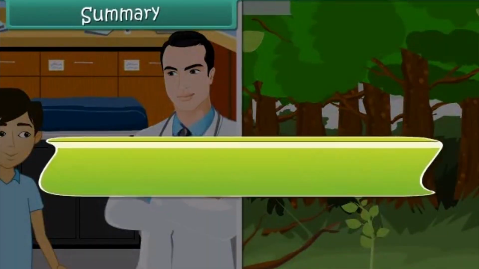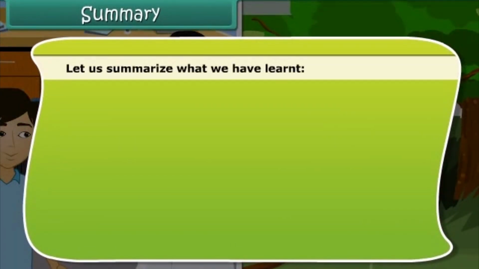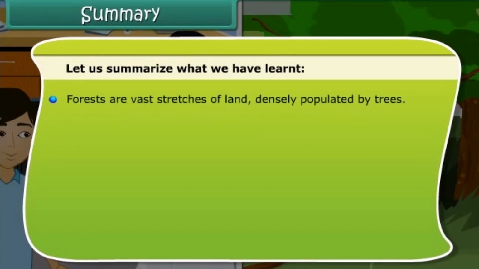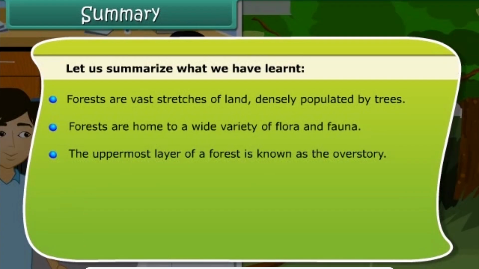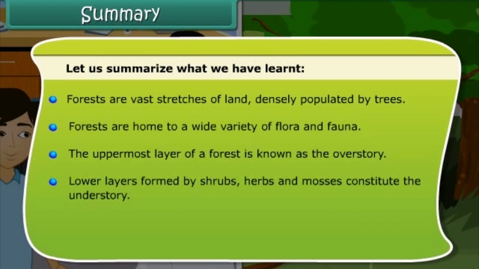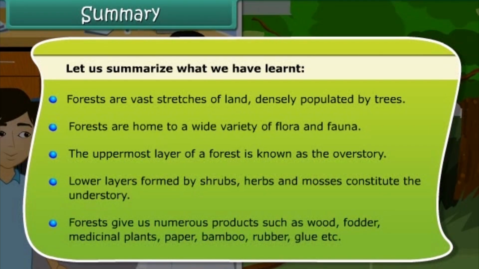Summary. Let us summarize what we have learned. Forests are vast stretches of land, densely populated by trees. Forests are home to a wide variety of flora and fauna. The uppermost layer of a forest is known as the overstory. Lower layers formed by shrubs, herbs, and mosses constitute the understory. Forests give us numerous products such as wood, fodder, medicinal plants, paper, bamboo, rubber, glue, etc.